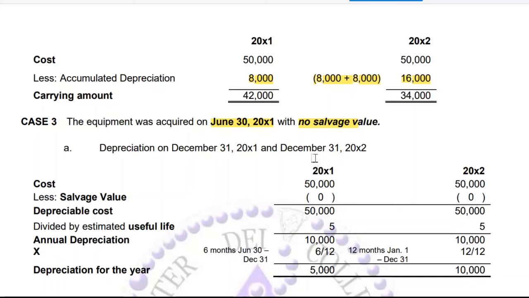Ngayon, hindi man siya whole year because you're going to depreciate only by the time that the asset is capable na of being used. Pwede na siyang magamit. So since June 30 pa man siya naabot sa inyong company, so mag-start imong depreciation from June 30 lang. Dili ka mag-start sa January.